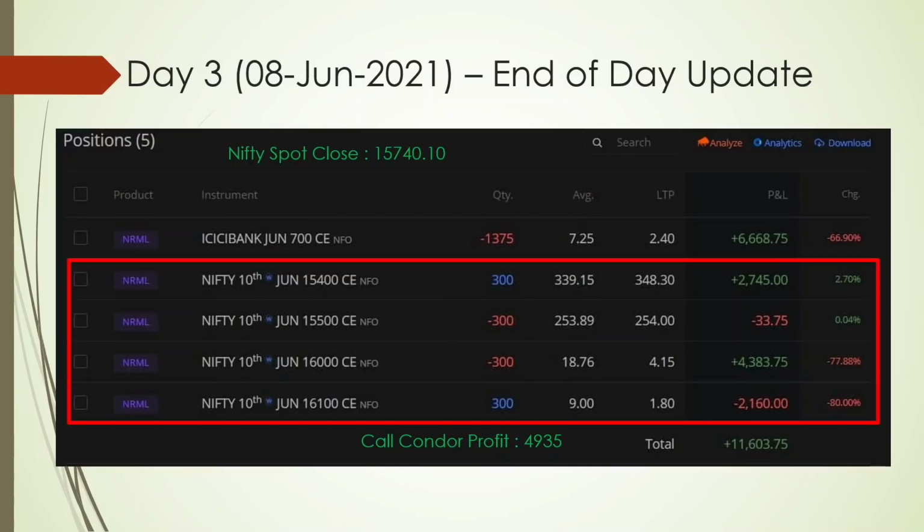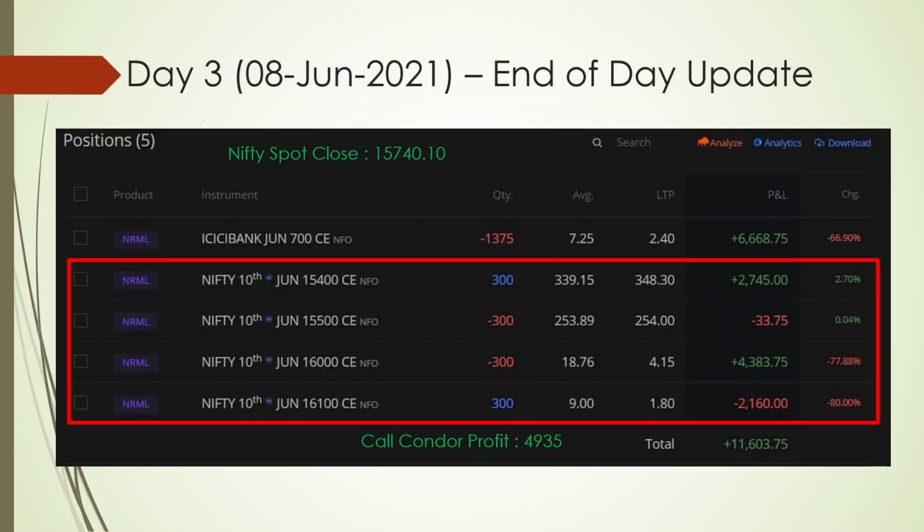Let's see where the Nifty spot is. So the Nifty spot is 15,740. Yesterday it was 15,751. Today it is 15,740. Absolutely no movement in the market today. So it is still hovering around 15,740, 50 like that. So any 100 point, 150 point movements do not matter. I am expecting to make the full profit in this call condor for this week, but we don't know.